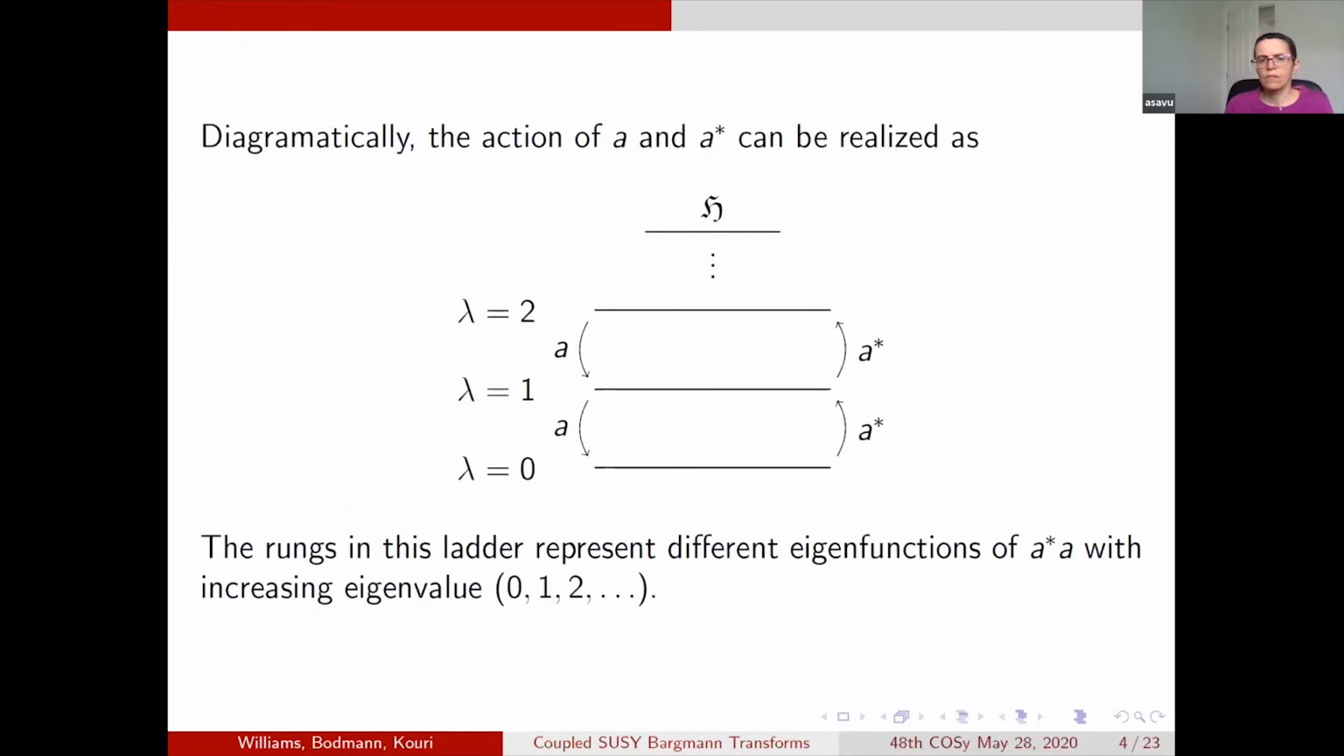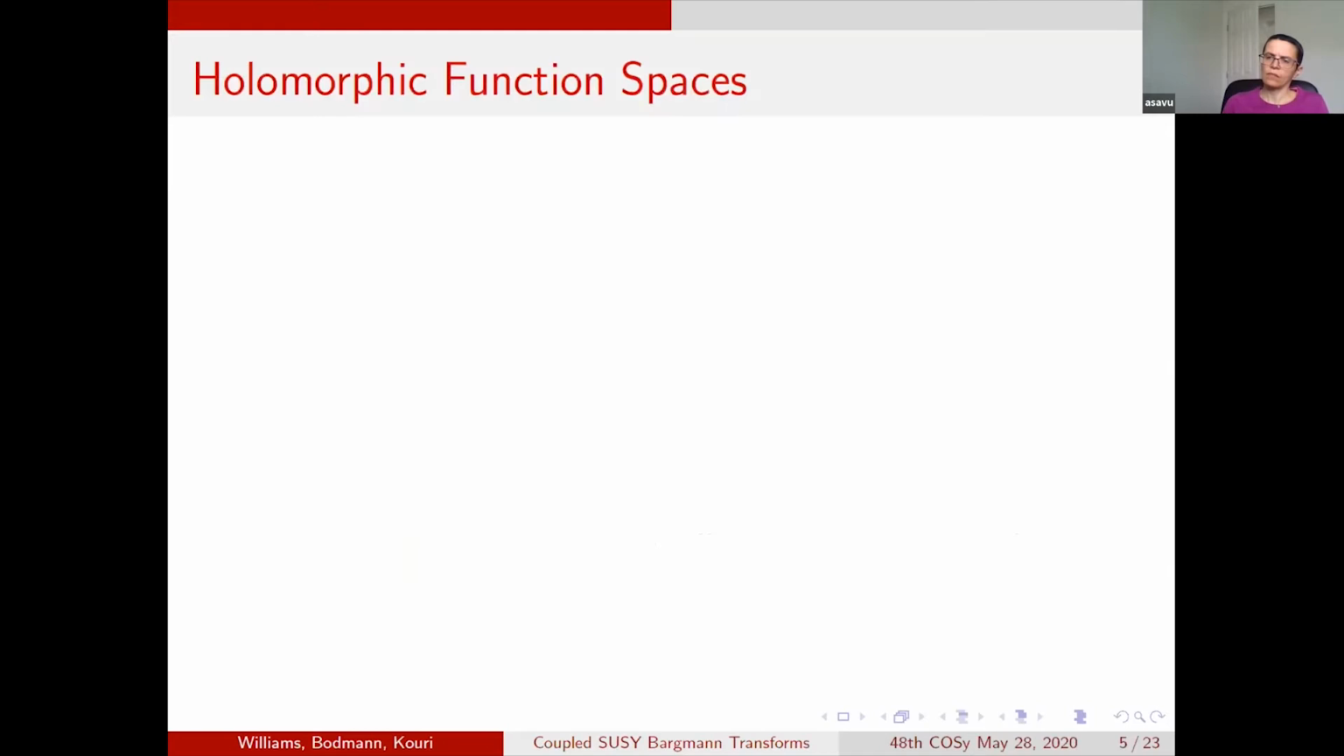So this has a nice diagrammatic representation. Starting at the lowest rung, which represents the eigenfunction with eigenvalue 0, A star then takes you up one level, and then another, and another, and another. A then takes you down a level, down a level, down a level, until you get to the lowest eigenvalue state, at which point it annihilates it. There's nothing left. And as I said, these represent the eigenfunctions of A star A. Okay. So that's one representation.